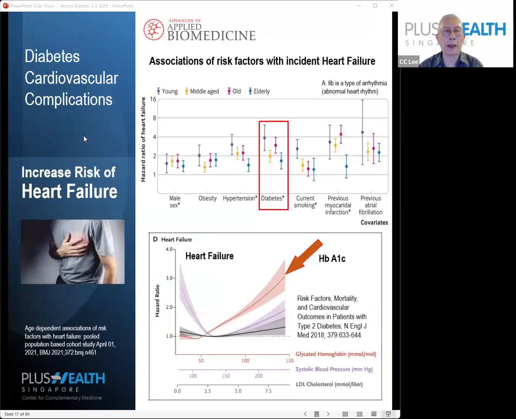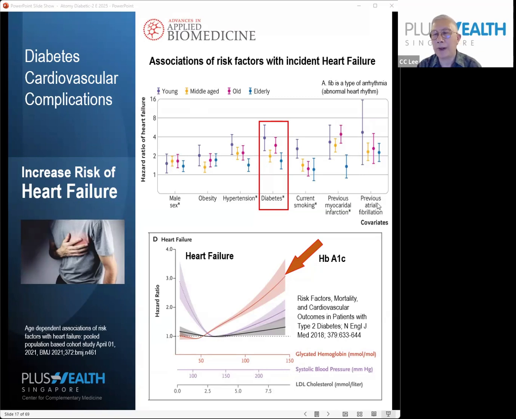Okay, now another complication is the increased risk of heart failure. This is also a large blood vessel complication of diabetic patients itself. Now you can see from here, there are 2 charts. One chart shows the risk factors for the incidence of heart failure. This chart shows all the associated risk factors related to heart failure itself.